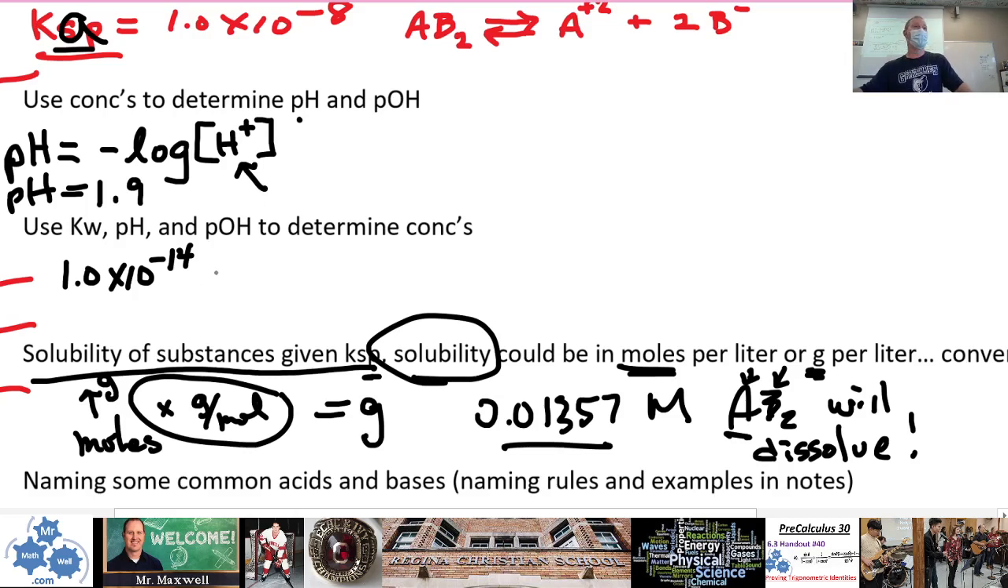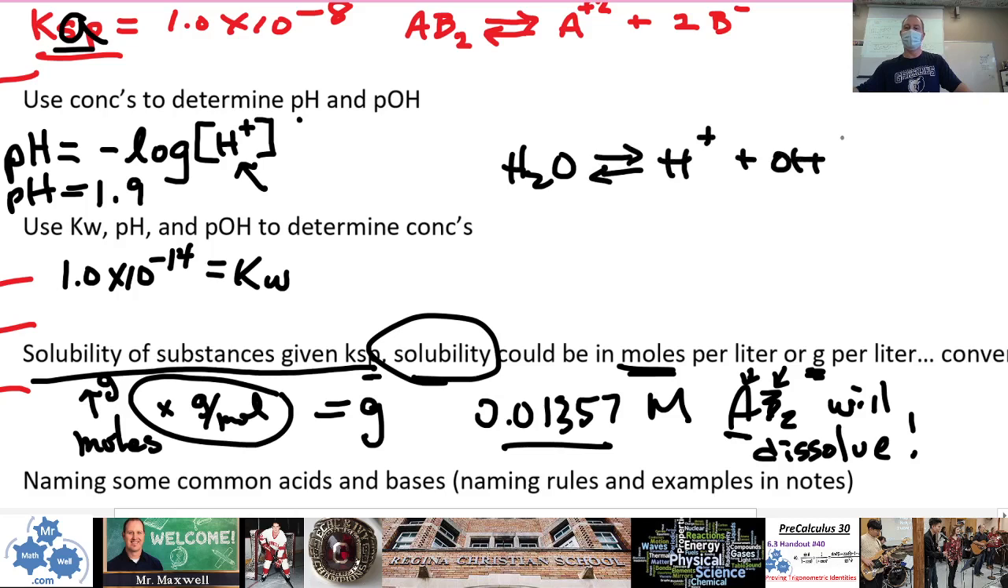So 1 times 10 to the negative 14, yeah, that's Kw. And again, that's just like Ksp or Ka for water. So water automatically dissociates into its ions. The product of the H plus concentration and the OH minus concentration is this number. Very, very small. So that means that water does not release a whole lot of ions.